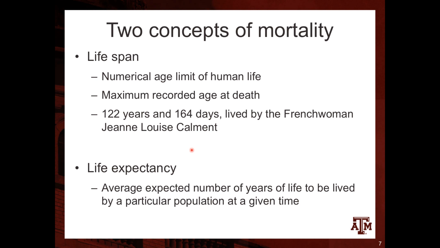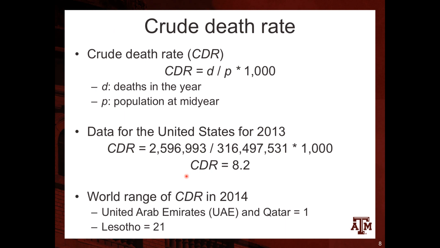But more important for demographers is life expectancy, which is an indicator of mortality. That's pretty much the average expected number of years of life to be lived by a particular population at a given time. So we get the mortality rates for a specific population, a specific time, by age groups, and then we are able to estimate this average expected number of years that people would live if they were exposed to those mortality rates by age groups throughout their lives. And we're going to talk more about that in detail when I explain how to calculate life expectancy with the life tables.